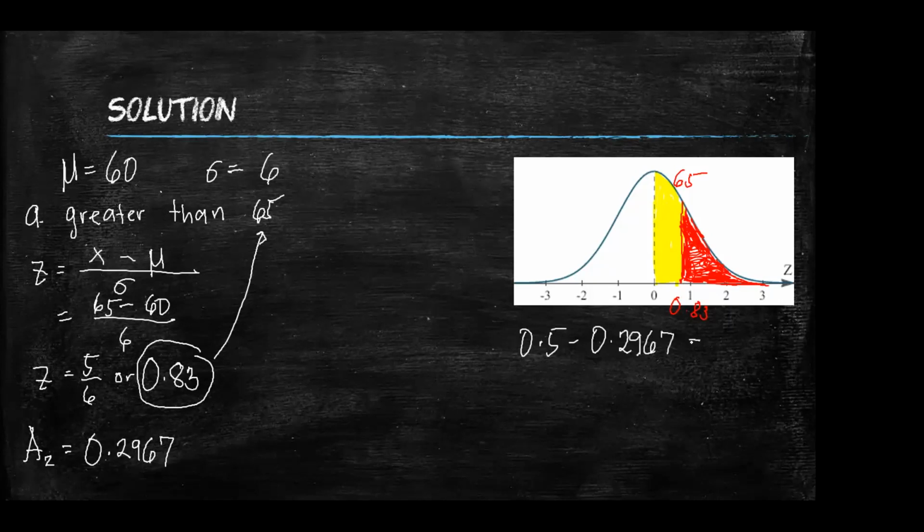0.2967. So ilan po yung difference? 0.5 minus 0.2967. Ilan? 0.2033 po. Okay, so we have 0.2033. Is this the final answer? No, sir. Bakit? Ano ba yung hinahanap?